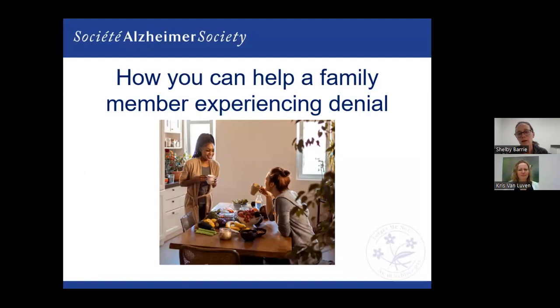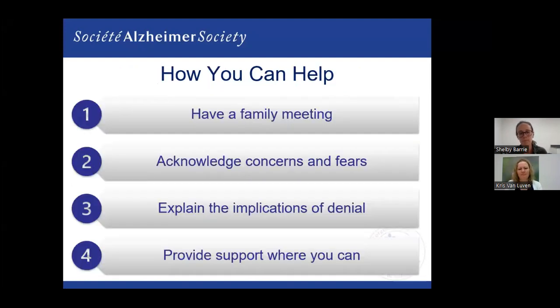So let's take a closer look now at how you can help a family member experiencing denial and some things that we could possibly do about that. So first, a family meeting may be helpful. Here we want to really set the scene: pick a time when no one's in a rush, make a pot of coffee or tea, put away distractions like cell phones, and ensure that you won't be interrupted. Having that time set aside for undivided attention and conversation is key.